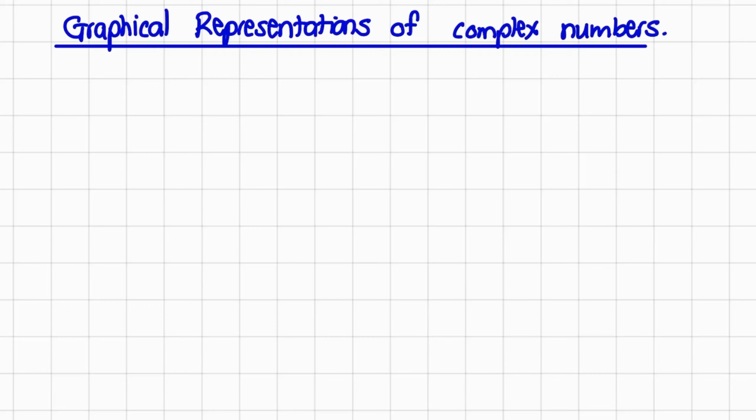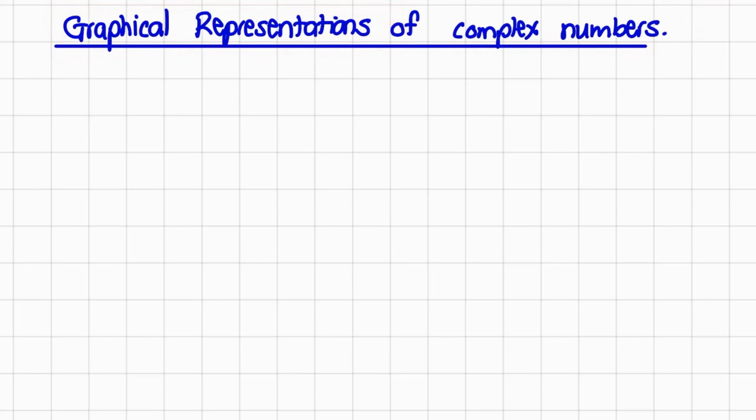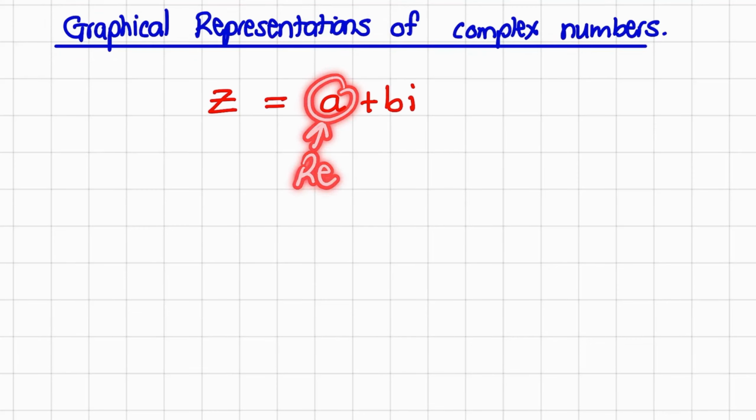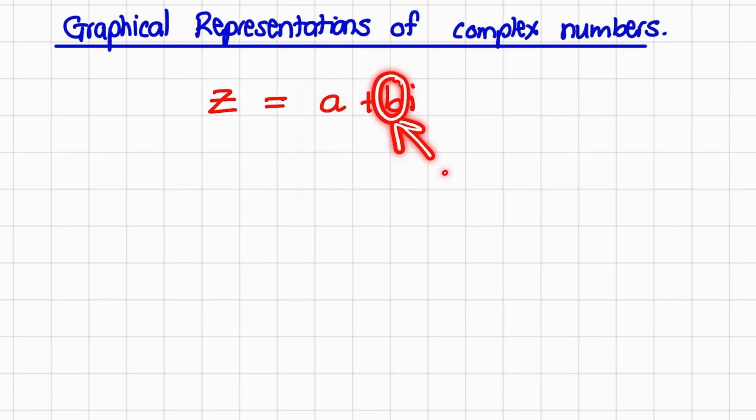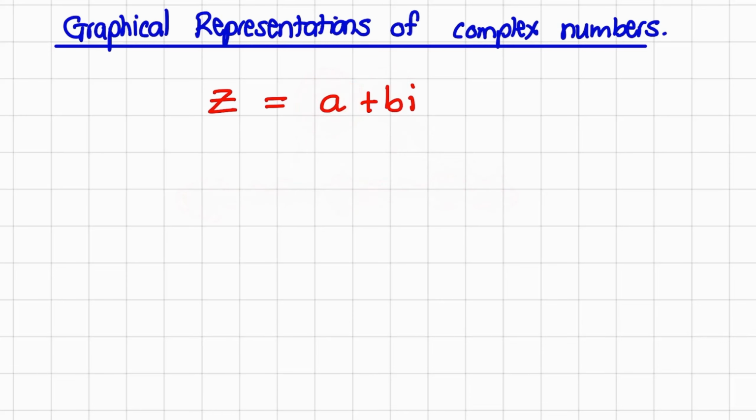In this video, we continue with our series on complex numbers, and we are going to focus on graphical representations of complex numbers. So in previous videos, we have defined a complex number as a plus bi, where a represents the real part of the complex number and b the imaginary part of the complex number. Now, what's important to know is only the real part can be represented on a number line, but the imaginary part cannot be represented on a number line.